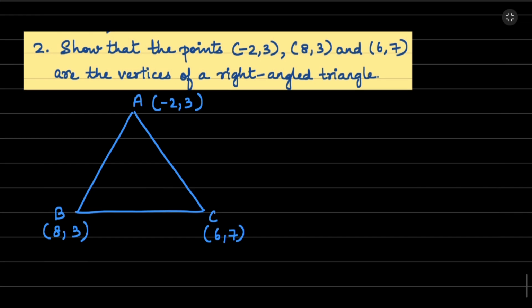So right now let us find the distance between AB, BC and AC. That's the first thing to do in order to identify what type of triangle it is.